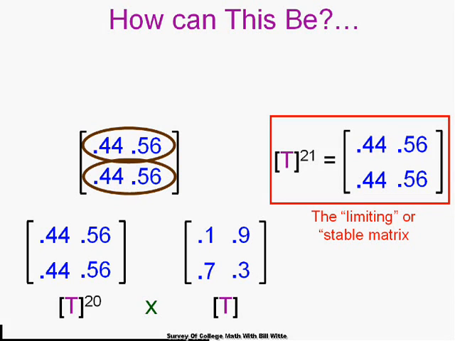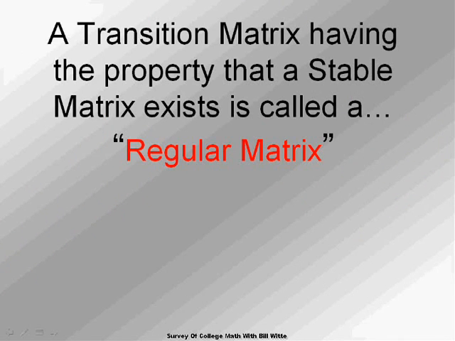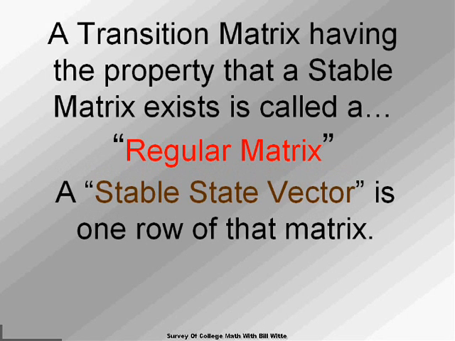So you can see why we would say this is not just a stable matrix, but it's a stable state vector. We're only going to look at one row because they're all the same. Any transition matrix that has this property, that you can multiply it and keep multiplying it until you end up with a stable matrix, we're going to call a regular matrix. If it finally does stabilize, ever, we're going to call it a regular matrix. And one row of that regular matrix we're going to call a stable state vector.